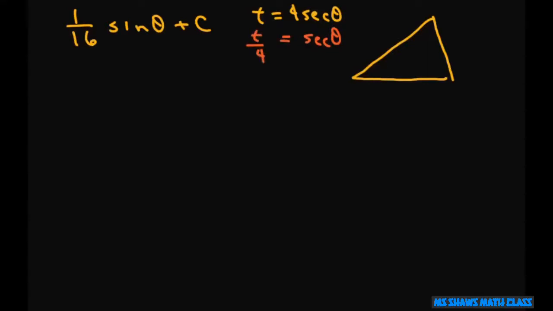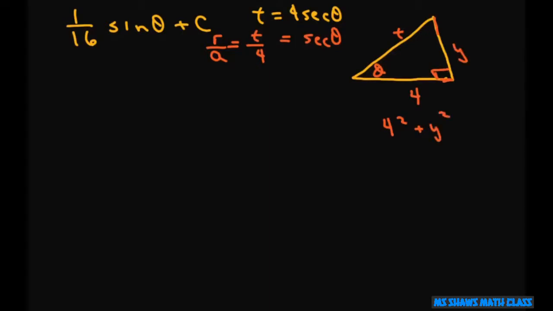And remember, secant is basically r divided by adjacent. So here's your theta. There's your right angle right there. So r is your t. Your adjacent is going to be 4. And then you use the Pythagorean theorem. 4 squared, we'll just call it y squared. We'll call this y for now.